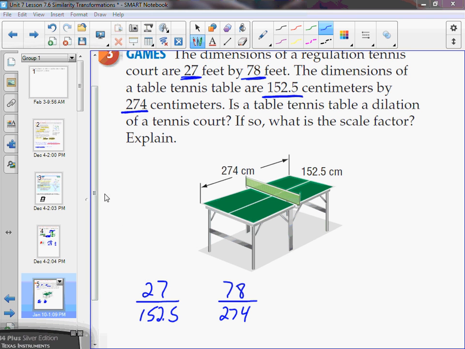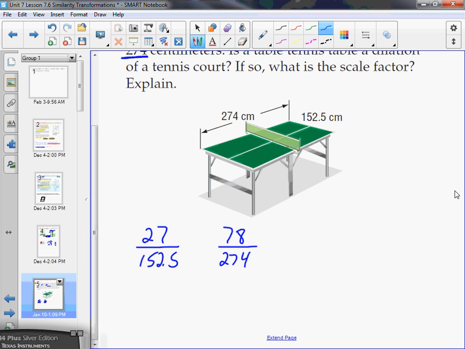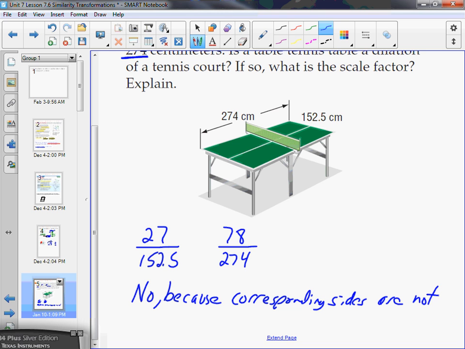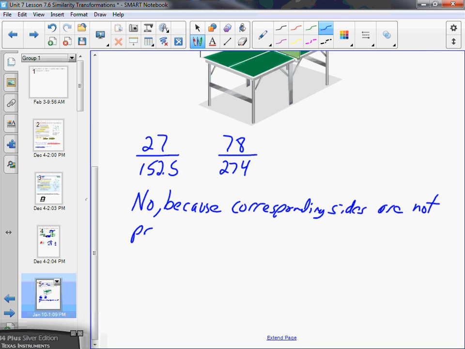So, after all of this, what do we write as our answer? We say no, then we're supposed to explain. Because corresponding sides are not proportional.